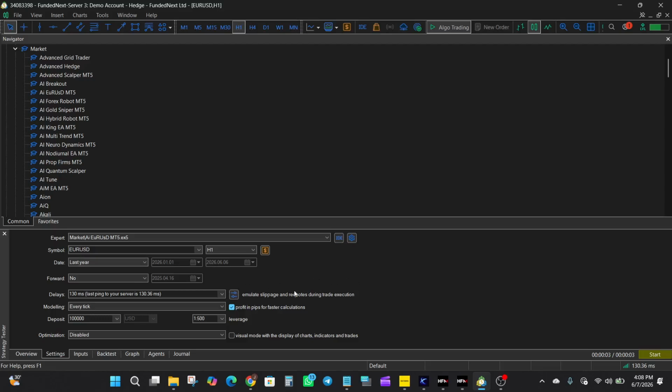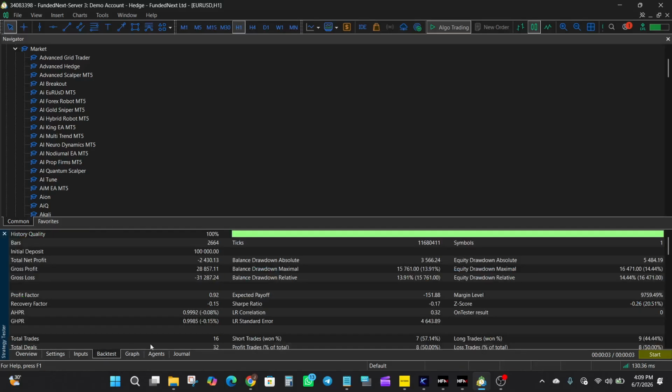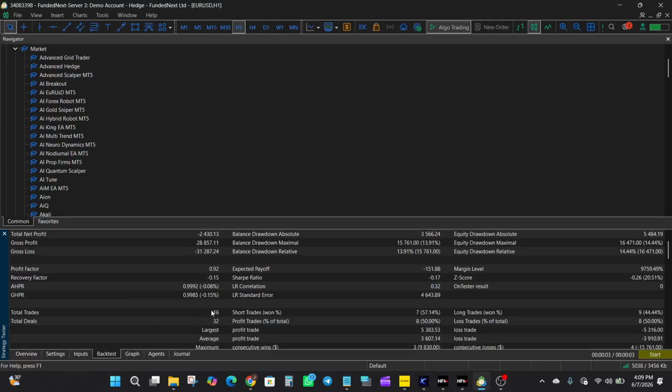As for the delays, we are using the last ping to the server, and of course, we're using the every tick modeling. So let's quickly look at the results. We can see that from an initial deposit of $100,000, the total net profit was actually negative 2,430.13. The total trades taken were 16, and short trades were 7 with a 57.14% win rate. Long trades were 9 with a 44.44% win rate.